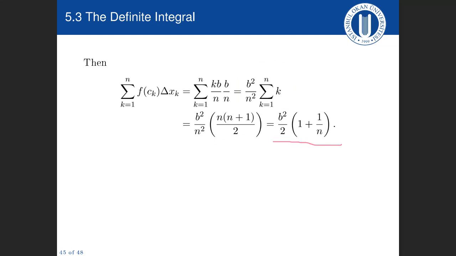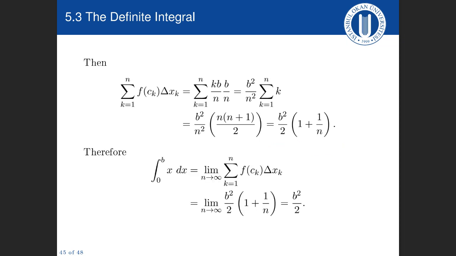So the sum of n rectangles in an upper sum is b squared over 2 multiplied by 1 plus 1 over n. And what do we get if we take the limit as n tends to infinity? Of course, the limit of 1 over n is just 0. So we just get b squared over 2. So the answer to this question is the integral from 0 to b of x is b squared over 2.